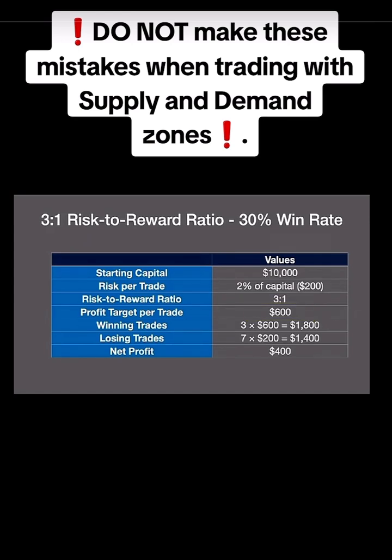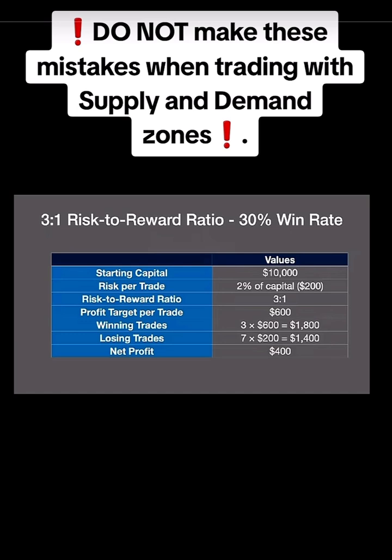Even with a low win rate, let's say just 30%, meaning you win only 3 out of every 10 trades, you can still come out ahead. Let's look at the numbers. Now, let's say you take a total of 10 trades. Out of those, 3 are winning trades, each bringing in a $600 profit. That's 3 times 600 for a total profit of $1,800. On the other hand, you have 7 losing trades. Each loss costs you $200. That's 7 times 200 for a total loss of $1,400.